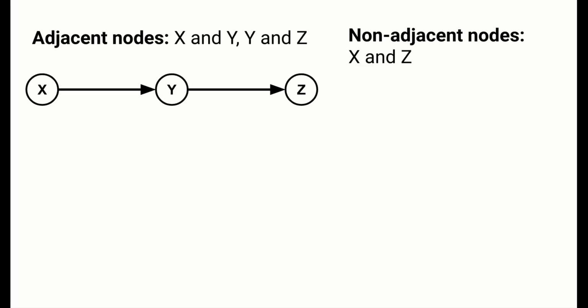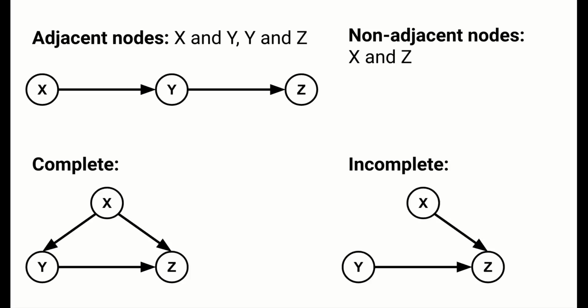Two nodes are adjacent if they're connected by an edge. So in this example, x and y are adjacent, and y and z are adjacent, but x and z are not adjacent. A graph is called complete if every pair of nodes is connected by an edge. So in the left graph, all three pairs of nodes are connected, but in the right graph, x and y are not connected, so that is an incomplete graph.